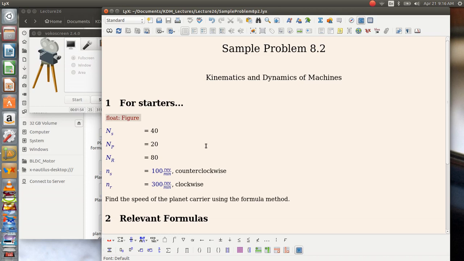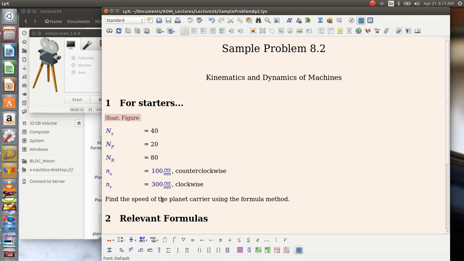In order to do that, we need a couple of things. First off, we're given that the number of teeth for the sun gear is 40, the number of teeth for the planet gears is 20, the number of teeth for the ring gear is 80. We're told that the sun gear rotates at 100 revolutions per minute, or RPM, in the counterclockwise direction. The ring gear rotates at 300 revolutions per minute in the clockwise direction. So note that they are turning in opposite directions.